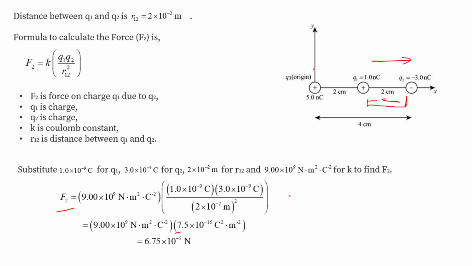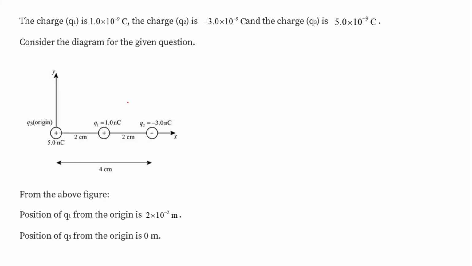Now let's find the force F3, which is also in this direction, because there is a force of repulsion between the charge Q3 and the charge Q1. So now let's move forward. As we can see, the value of Q1 is given to us, which is 1 nanocoulomb, while Q3 is 5 nanocoulomb. Now this is at origin and this is at a distance of 2 centimeter from Q3 on positive x-axis.